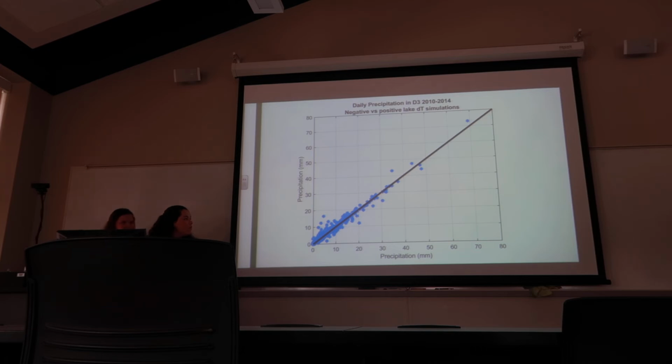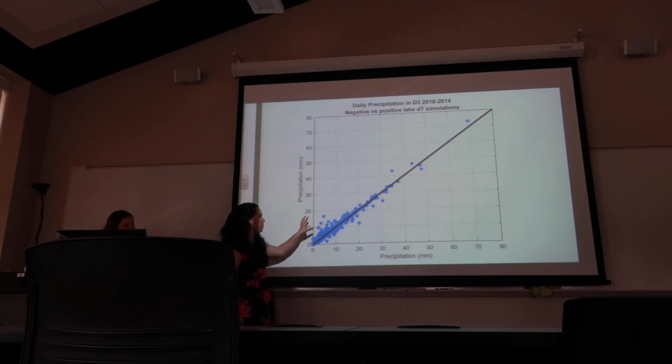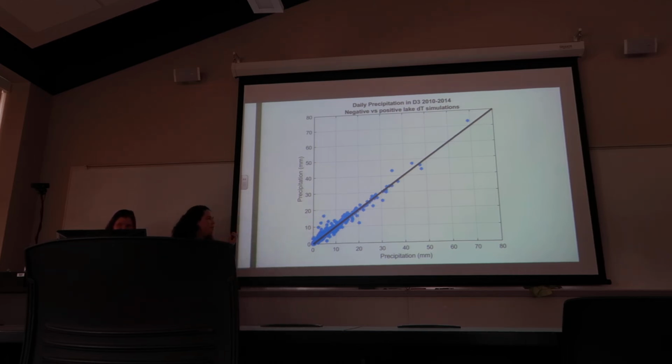What were you expecting that plot to look like? So I think we were expecting there to be more along this side. I think because we were looking for the positive simulations to be consistently outperforming, producing more precipitation than the colder simulations, but because we found that sometimes it went either way, we were like, okay, so that's.